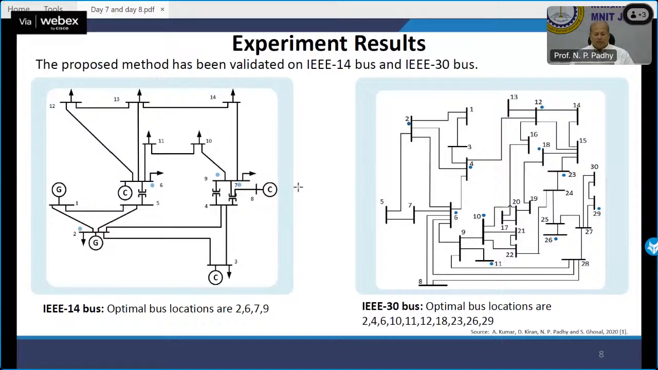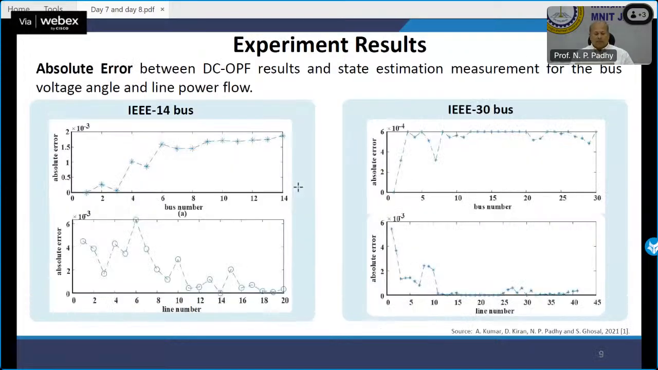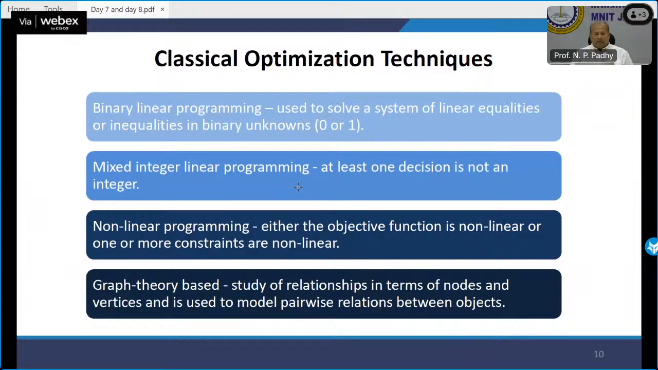Instead of putting 30 PMUs, I can actually put 10 PMUs, or instead of putting 14 PMUs, I will be interested to put 4 PMUs. These are the experimental results, between DCOPF results and the state estimation measurement for the bus voltage angle and line. You calculate through algorithms the voltage and angles at each and every bus, and through PMUs you determine the values of voltage and angles of each bus, and then you compare, and they are actually extremely close to each other.